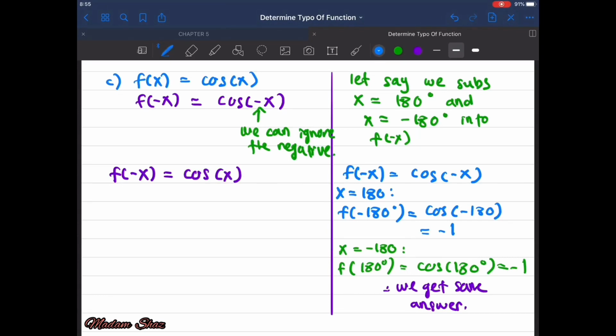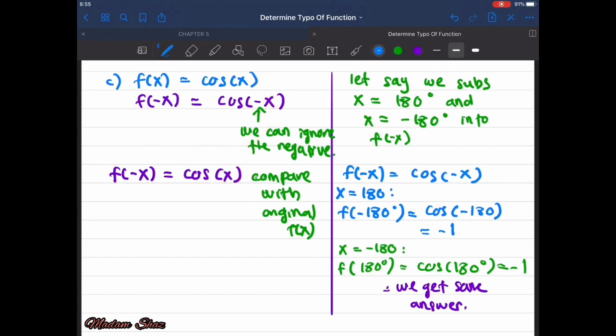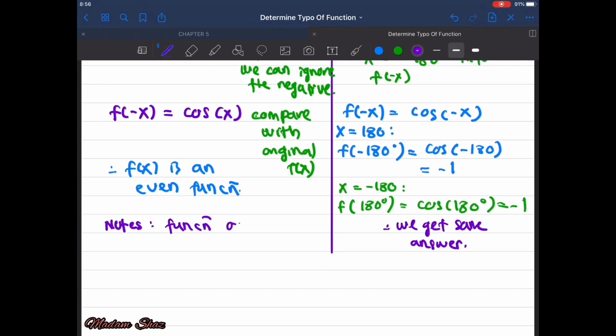From here, we compare with the original function. When we compare f(-x) equal to cos x with f(x) equal to cos x, this is the same thing, whereby we get back the original function. So the conclusion is f(x) is an even function. Note that the function of cos x is always even.